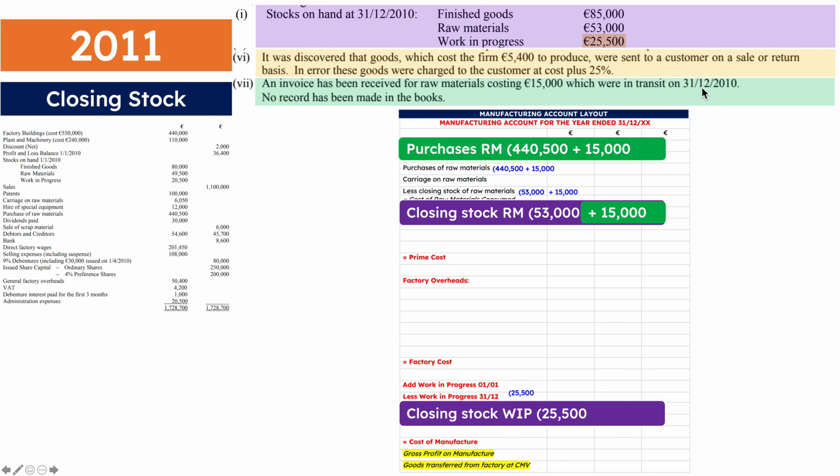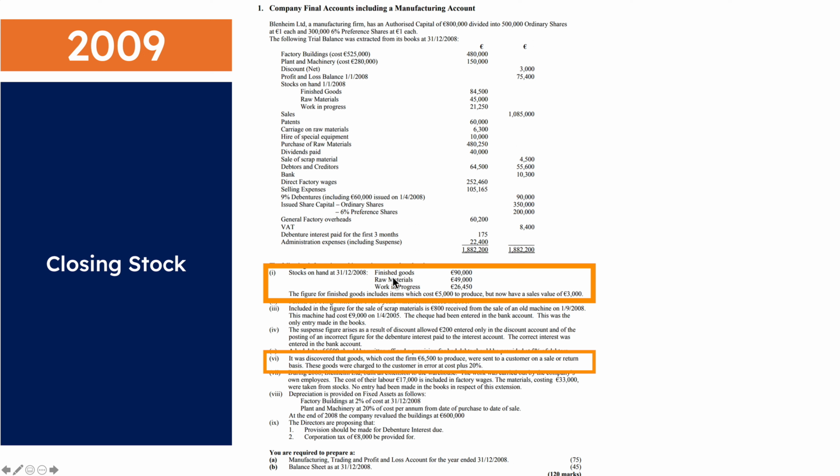2009 we've got 2 adjustments. So stocks in hand 31st the 12th 2008, we've got finished goods, raw materials, work in progress, and the figure for finished goods includes items which cost 5,000 to produce but now have a sales value of 3,000. And number 6, it was discovered that goods which cost the firm 6,500 to produce were sent to a customer on a sale or return basis. These goods were charged to the customer in error at cost plus 20%.